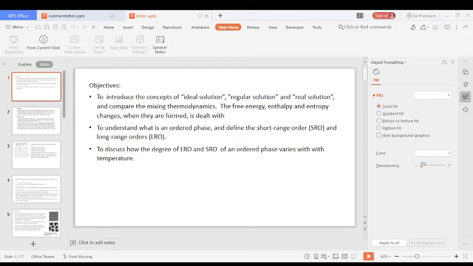The second objective is to understand what is an ordered phase and define the short range order and long range order. And the third objective is to understand how the degree of order of an ordered phase varies with temperature.